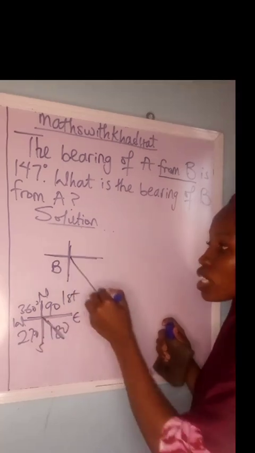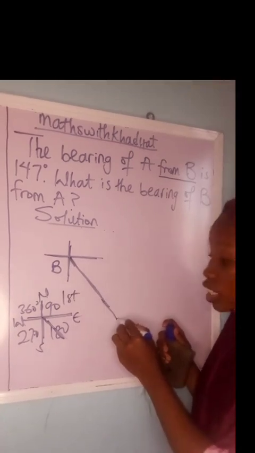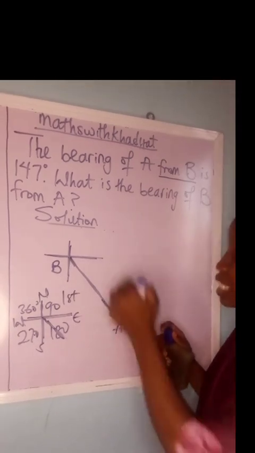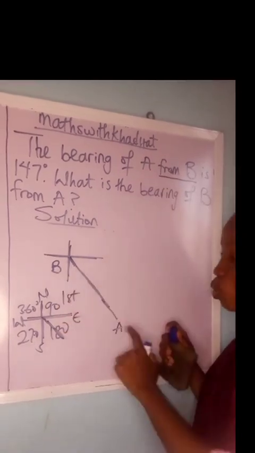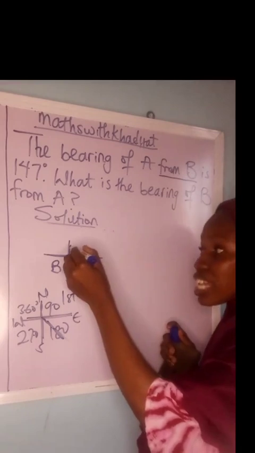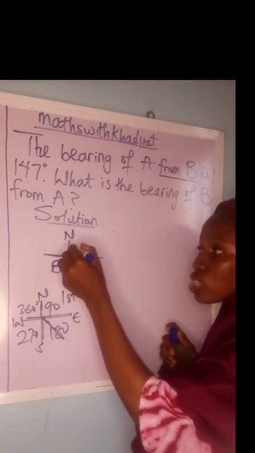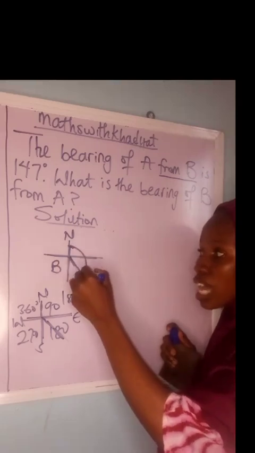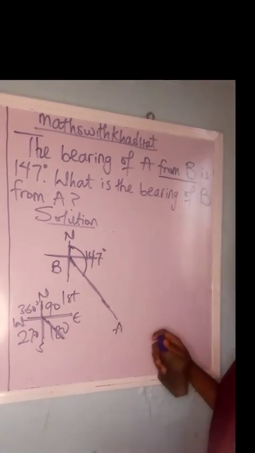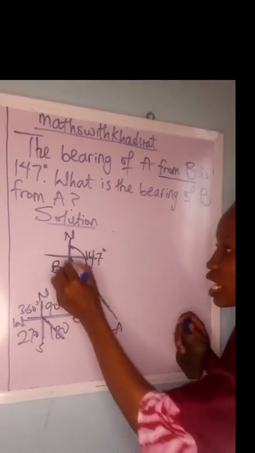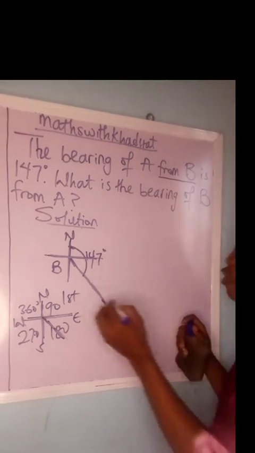So meaning that my 147 will be at this angle. Okay, so this is A. That is the bearing of B. Don't forget, from B is what? 147 degrees. That is the angle, because you need to measure down from your north side. So meaning that from here to here I will be having what? 147 degrees. Okay, now that I have gotten this, I am asked to calculate the bearing of B from A.